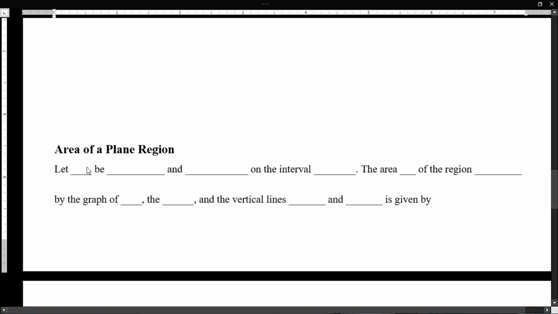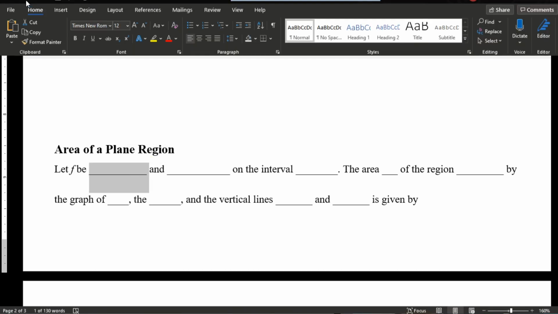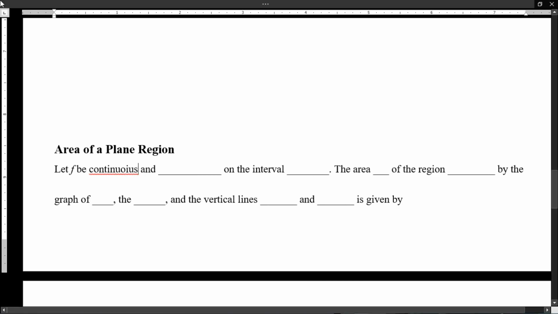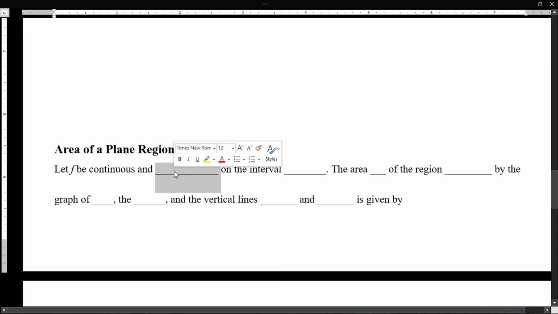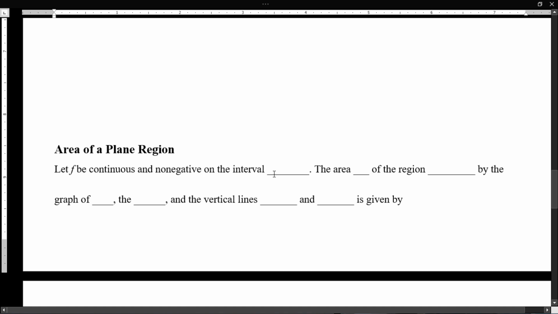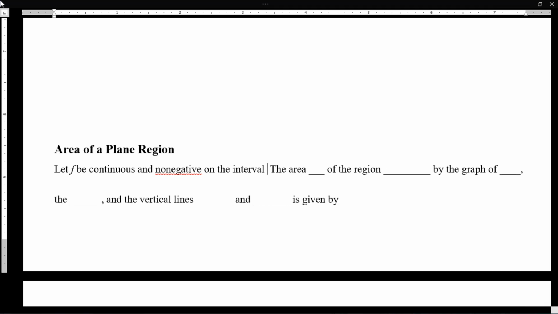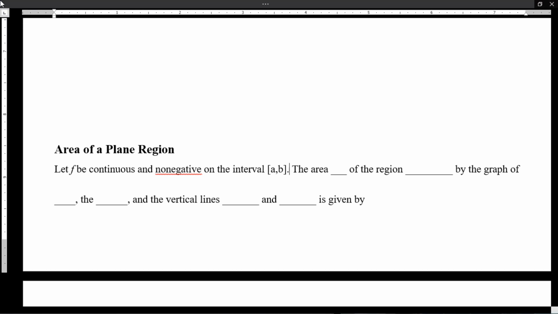Let f be a function. Let f be continuous and non-negative. That's just for the sake of simplicity, you can do negative, but it's harder. On the interval from a to b. Okay, so interval means our x values. We're looking at x values from a to b.